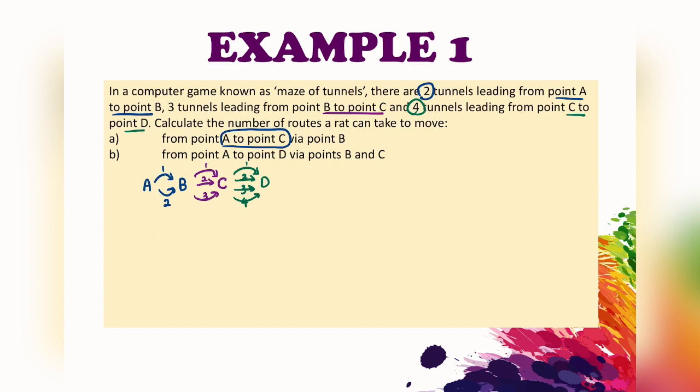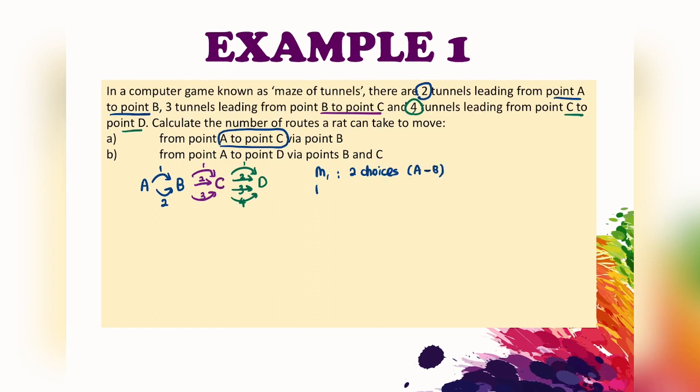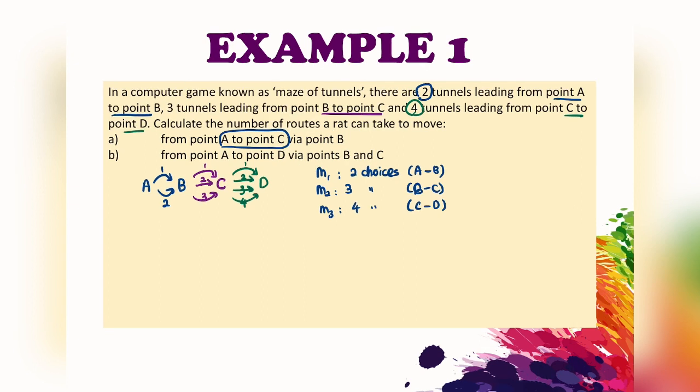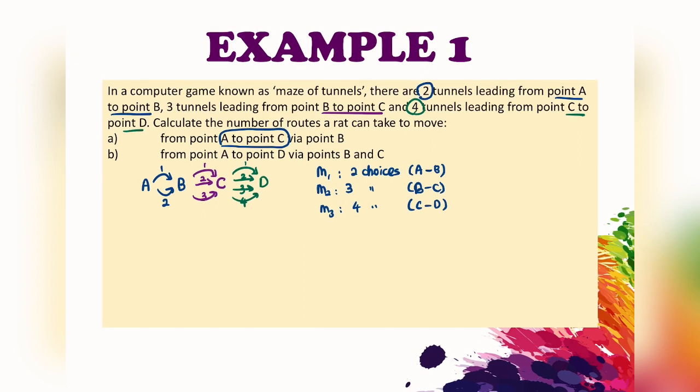Now, based on this diagram, we can represent M1 as 2 choices of tunnel from point A to point B, and M2 will be 3 choices from B to C, and M3 will be 4 choices of tunnel from point C to point D. Now, to answer part A, the total number of routes that the rat can take is actually 6. How do I get 6? By using technique of counting.